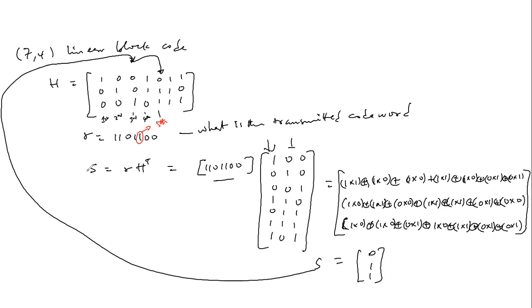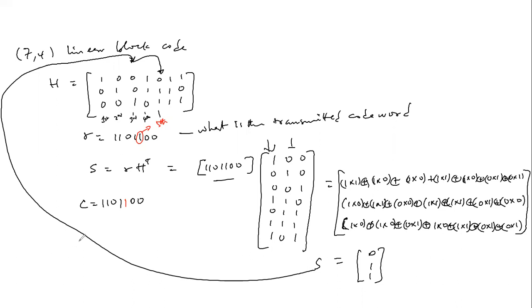So all we now need to do is correct it, so the actual transmitted code word C is 1, 1, 0, 1, 1, 0, 0.